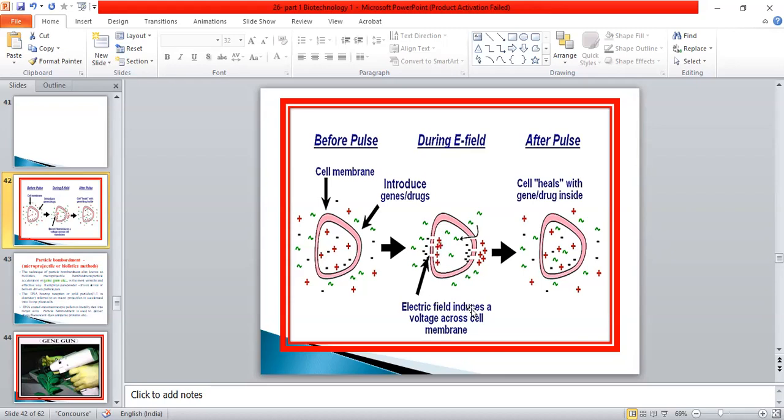Okay, the electric field induces a voltage across the cell membrane. Suppose it transfers from minus to plus. So the minus charges adhere on the surface outside the cell membrane. Inside, the positive charge molecules are all present. After that, what happened now? After the pulse, the cell heals with the gene or drugs inside. So after the insertion, it comes back to the normal position. Before pulse, during electric field, after the pulse. Okay, this is the electroporation technique.